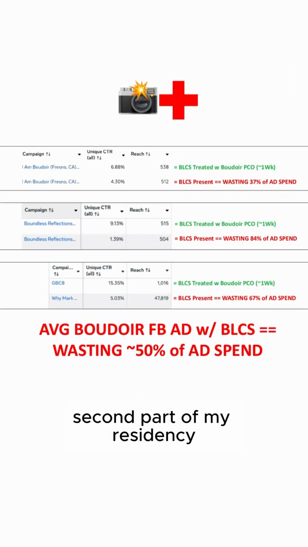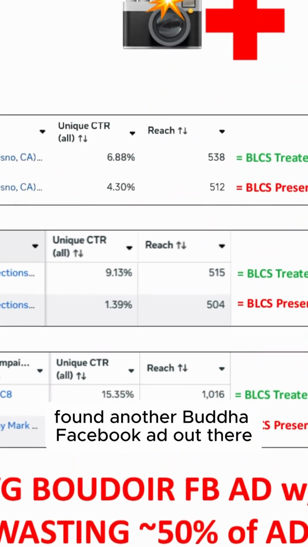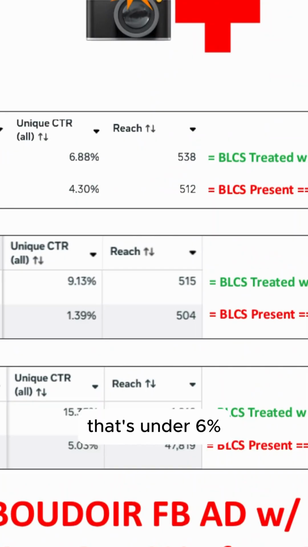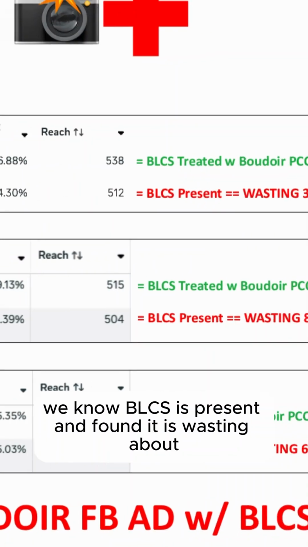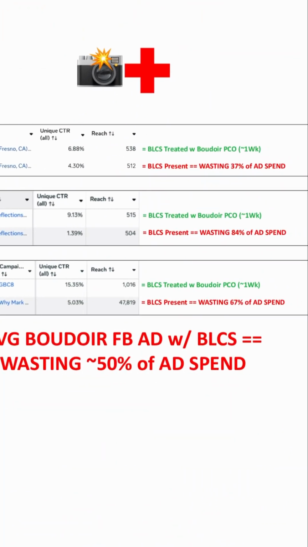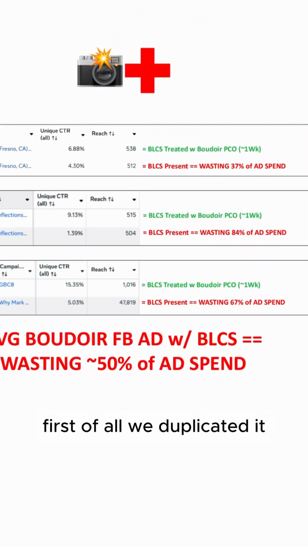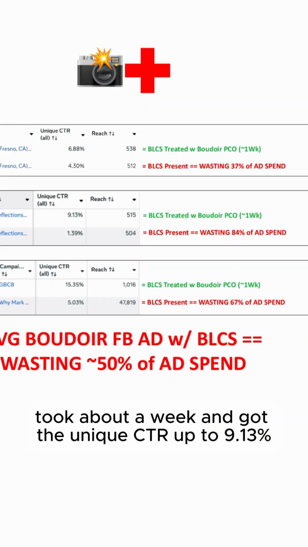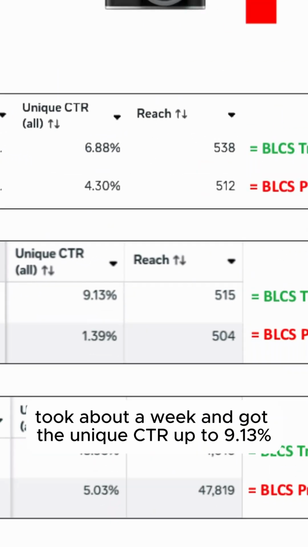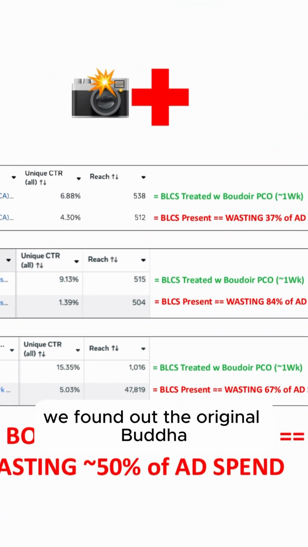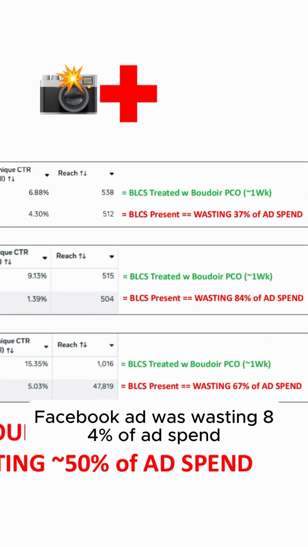Second part of my residency, found another Boudoir Facebook ad out there, brought it back to the hospital, tested it, unique CTR all 1.39%. Okay, that's under 6%. We know BLCS is present, and found out is wasting about, well, first of all, we duplicated it, treated the duplicated ad with Boudoir Pico, took about a week, and got the unique CTR all up to 9.13%. So we found out the original Boudoir Facebook ad was wasting 84% of ad spend.